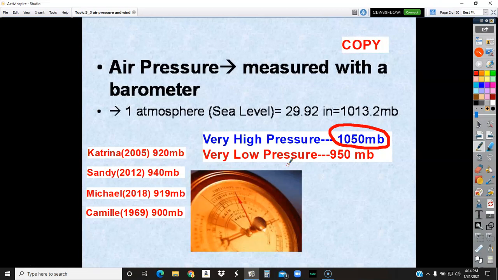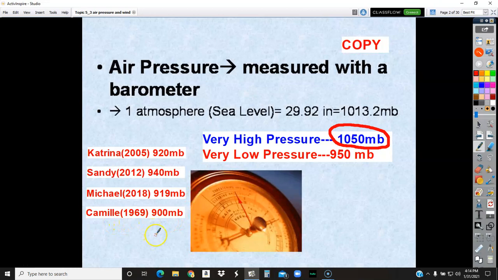And so some of your very, very strong hurricanes in history go back to Katrina in 2005. That had an air pressure of 920 millibars. That's very low. So Katrina was a very powerful storm. Superstorm Sandy, 2012. That was also pretty powerful. 940 millibars. Hurricane Michael, that hit Florida a couple of years ago, 2018. That was 919 millibars.